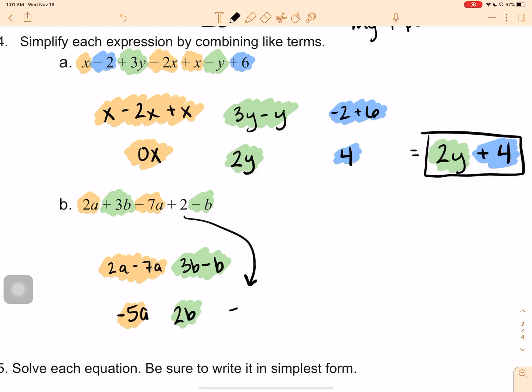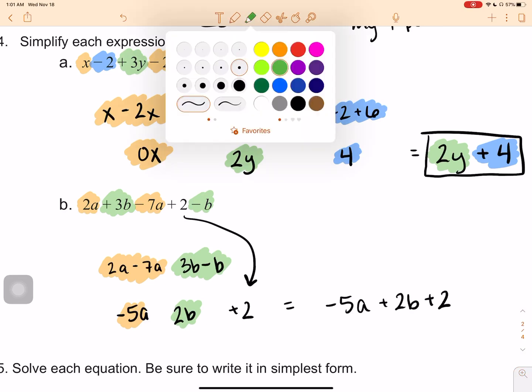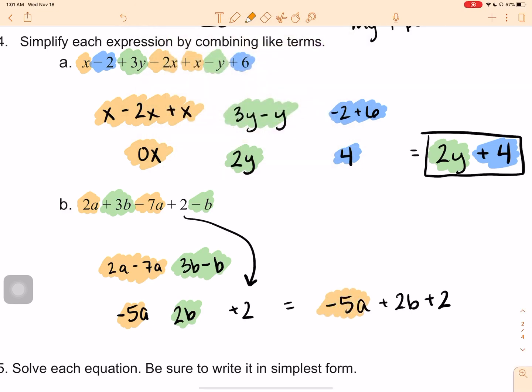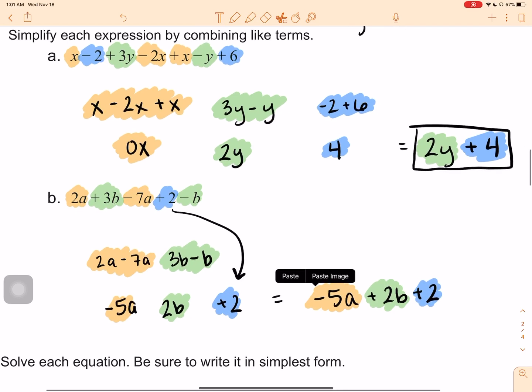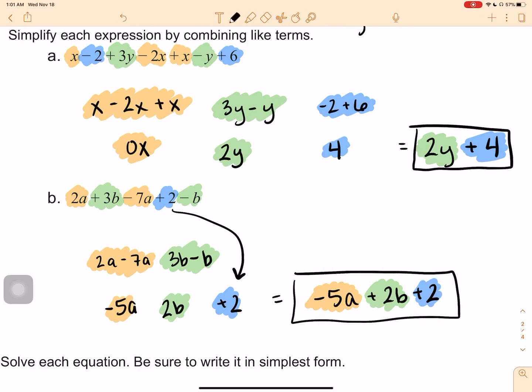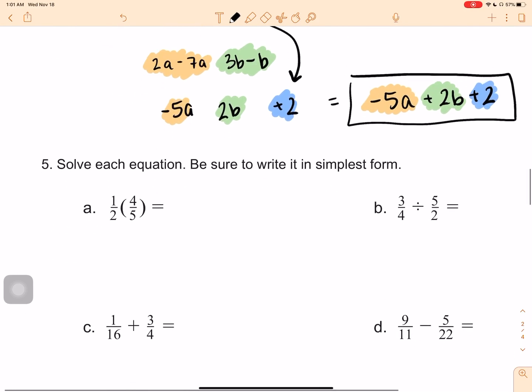And then I just have this little straggler plus 2. So my final answer here is going to be negative 5a plus 2b plus 2. The negative 5a was the orange part. The 2b was the green. And then I'll go ahead and give the other 2 just its own color here. There we go. All right, so again, I cannot combine these terms anymore because they are in simplest form. All of the like terms have been combined.